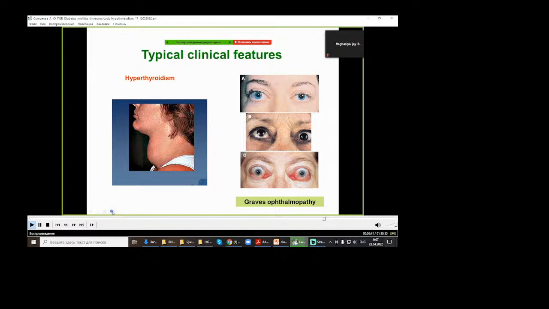This slide presents the enlargement of thyroid gland and some symptoms of Graves' ophthalmopathy.